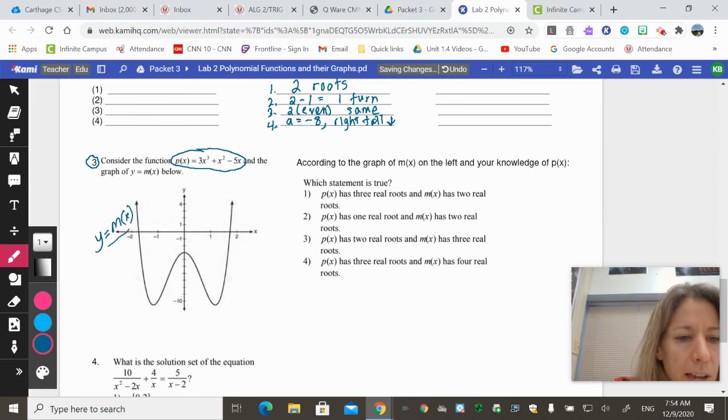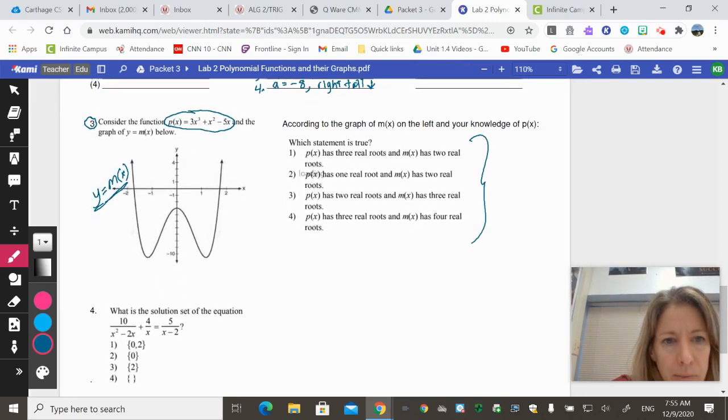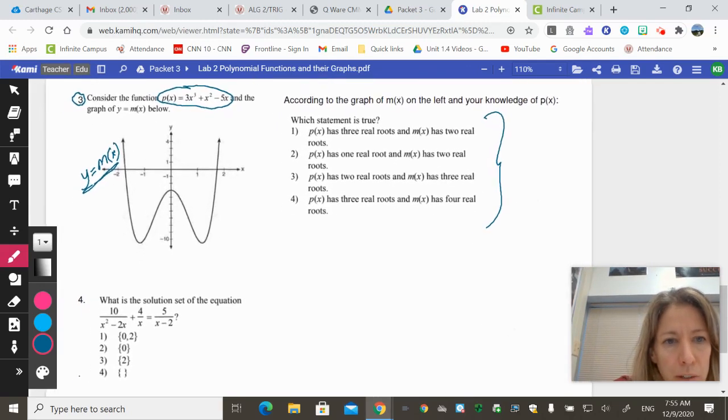So you should be able to look at m of x and have knowledge of m of x, but to see p of x, you would have to graph this on Desmos or the graphing calculator, or you can factor this and solve to find the roots as well to see if they're real or imaginary. Okay, and remember the real roots, since they're using the word real, you're looking for how many times it crosses the x-axis, or how many roots are actually real numbers.